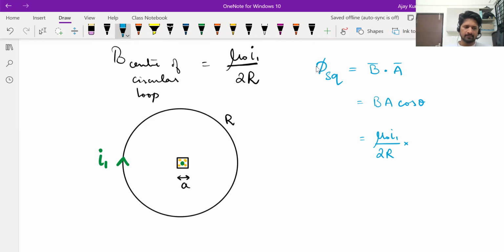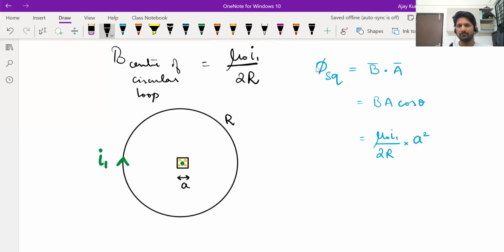Area of the square is a square. Is the same field present over the entire area? Yes, sir. Okay. Next, you can see the current flowing in the circular loop. Tell me, what is the direction of magnetic field it produces at the center?